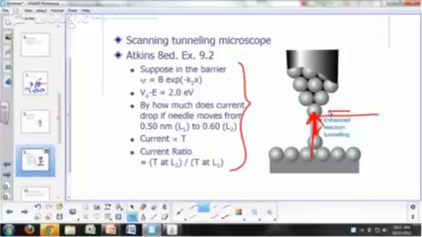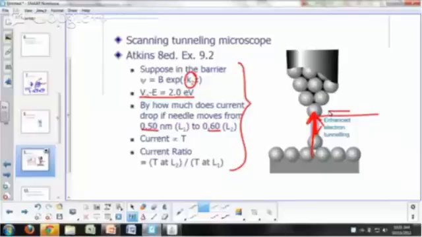sample calculation given in your textbook. So you're given the value of K2. You can solve for the value of K2 from V0 minus E. Right? And you're asked how much does the current change as your needle moves from 0.5 nanometers away from the surface to 0.6 nanometers away from the surface.